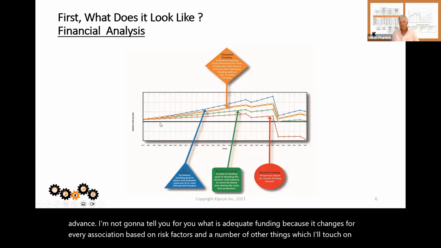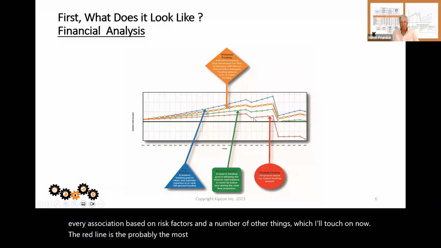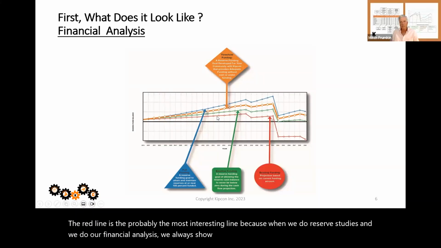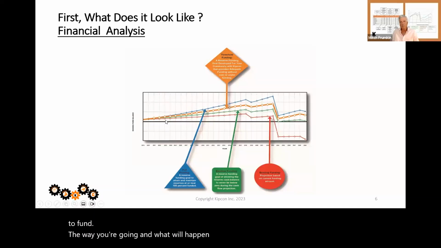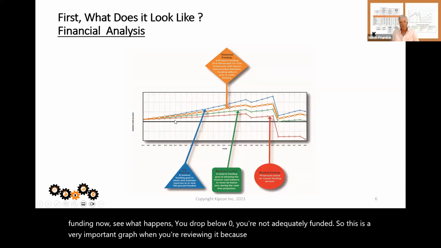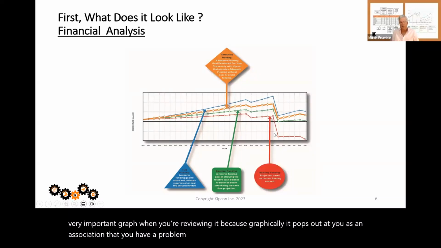Now, the red line is probably the most interesting line because when we do reserve studies and we do our financial analysis, we always show the red line. The red line means if you continue to fund the way you're going, what will happen? I would say in 50% of the cases, at least, if you continue to fund the way you're funding now, see what happens? You drop below zero. You're not adequately funded. So this is a very important graph when you're reviewing it because graphically it pops out at you as an association that you have a problem if this drops below zero and you need to make some adjustments to how you fund your reserves.